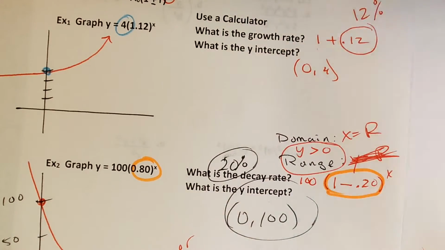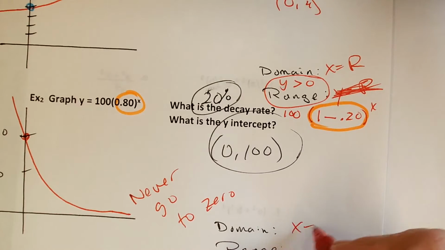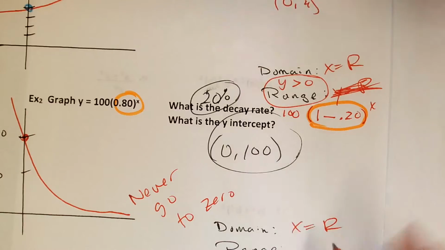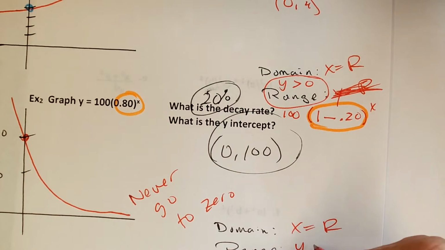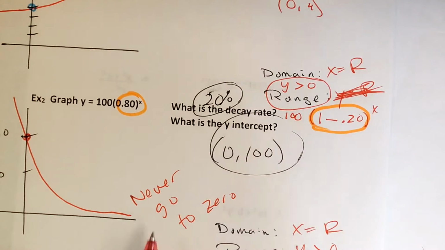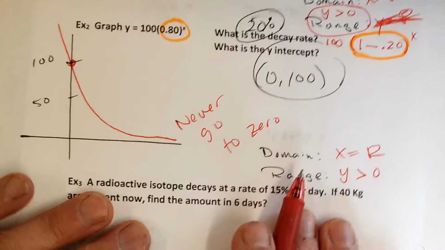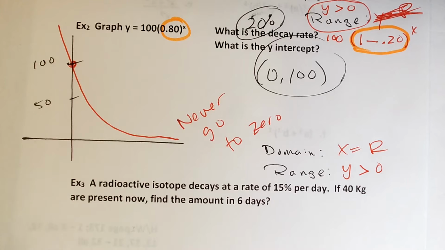Okay. And the same thing here, domain is x equals all real numbers, but the range is y is greater than 0. Not equal to 0, right? Never equal to 0, okay? All right. How am I doing?